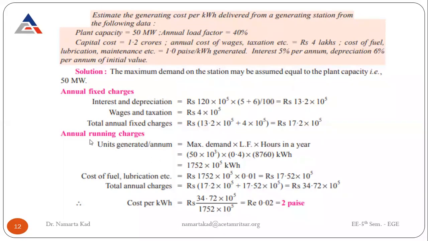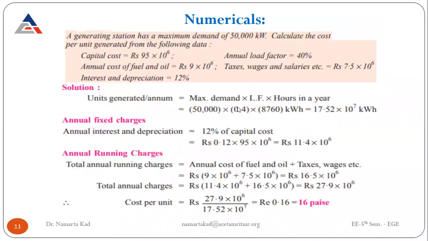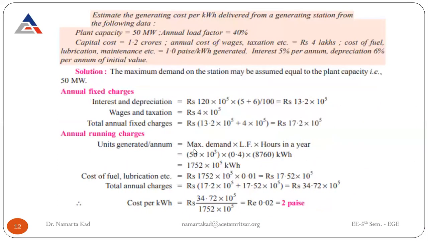Now comes the annual running charges, or annual operating cost, or annual variable cost. You can call it by any name. So for this, firstly, calculating the energy generated. To calculate the energy or units generated per annum, we apply the same formula as in the previous numerical: maximum demand multiplied by load factor multiplied by hours in a year. So maximum demand, we can assume it as 50 megawatt.